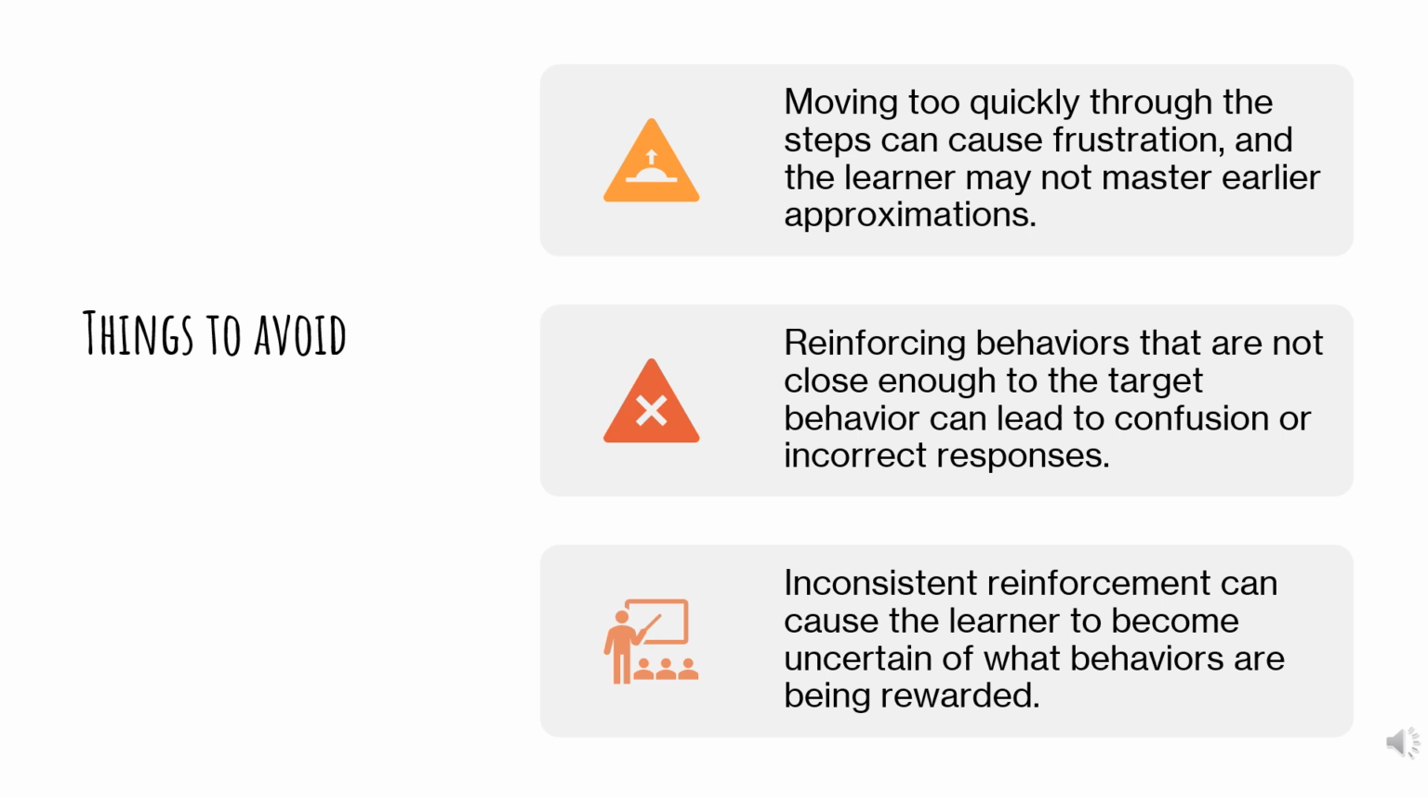While shaping is a great tool, there are some common things to avoid. First, you don't want to move too quickly through the steps. If you skip steps or you move too fast, the learner may not fully grasp earlier skills. Secondly, make sure you are reinforcing behaviors that are close enough to the target. If you reinforce something that is too far from the final goal, it could confuse the learner. And lastly, be consistent. Consistency is key. Reinforcement should be consistent to help the learner understand what behavior is being rewarded.